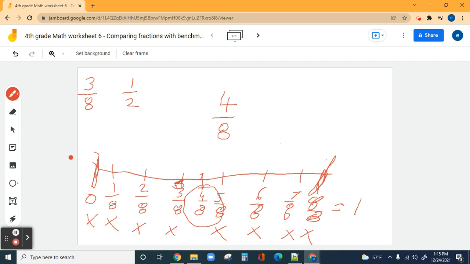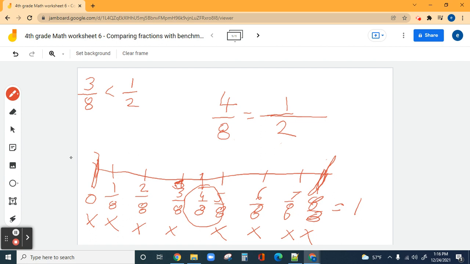To check if 4 by 8 is the benchmark, we do 4 divided by 4, which equals 1, and 8 divided by 4, which equals 2. Now you understand it is 1 by 2. So 4 by 8 is our benchmark, and 1 by 2 is bigger than 3 by 8. That's what our statement says here.